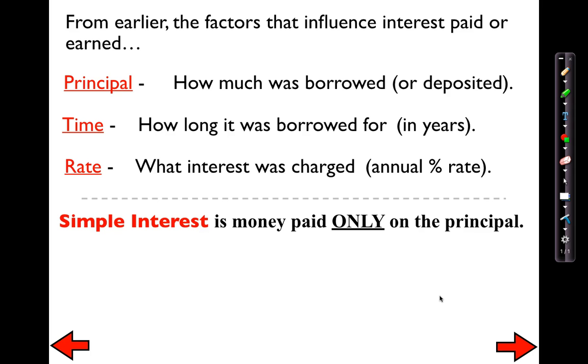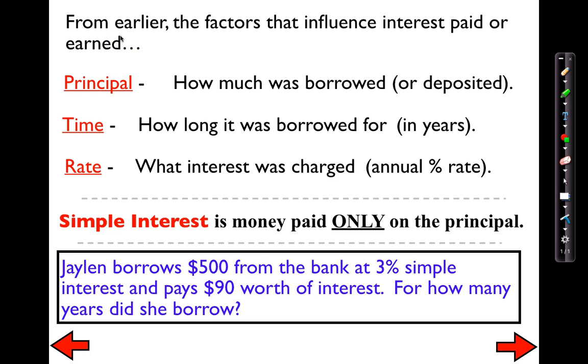Okay, so from earlier, the factors that influence interest paid or earned were the principal, the time, and the rate. So remember, interest rate is basically money paid only on the principal. So if Jalen borrows $500 from the bank at a 3% simple interest and pays $90 worth of interest, for how many years did she borrow?